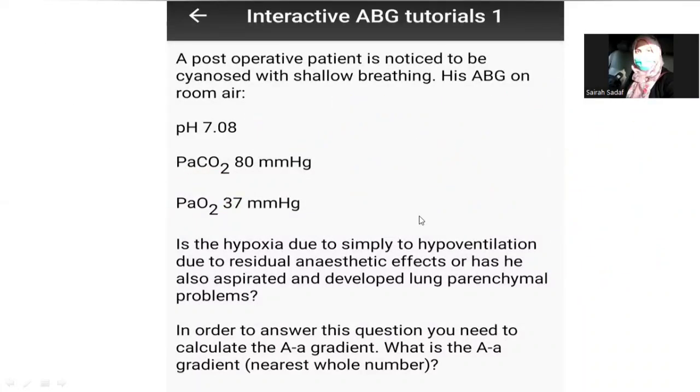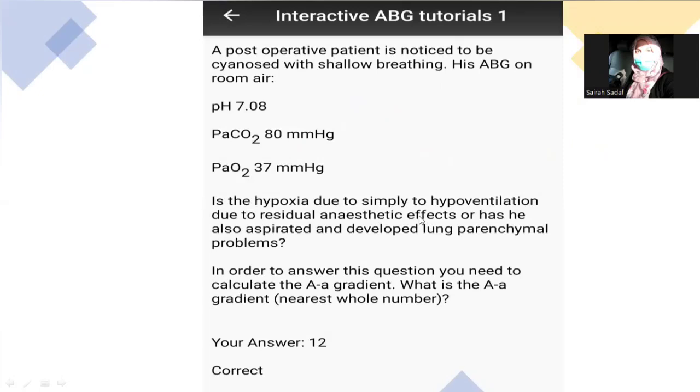Either it's due to hypoventilation or it's a lung parenchymal disease. Now come on, your answer is correct. It's 12. Good. But now you have to tell me what is the cause of this. Your answer is right, everyone, but because it is 12, what is the cause? Is it due to hypoventilation or due to lung parenchymal disease?